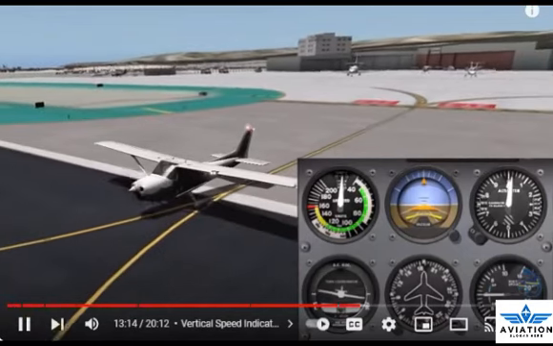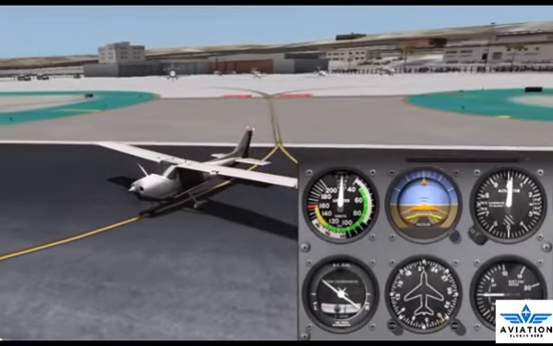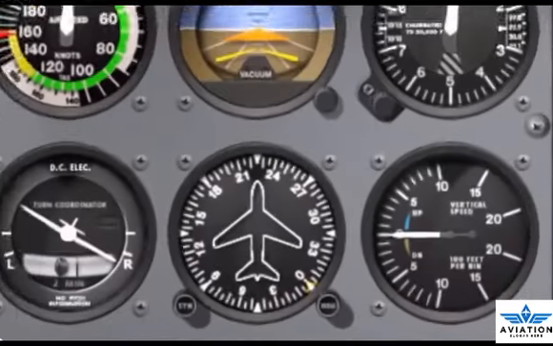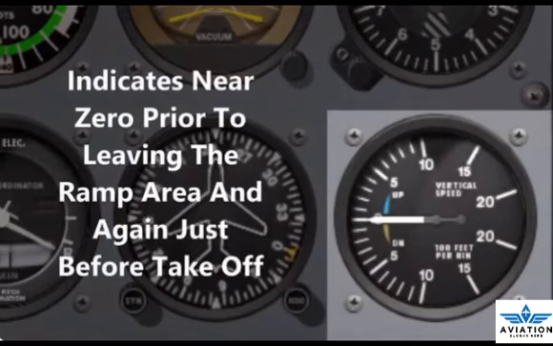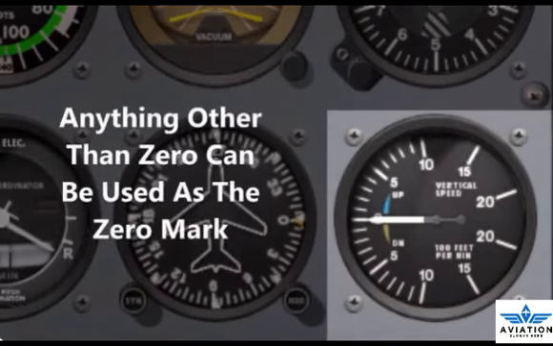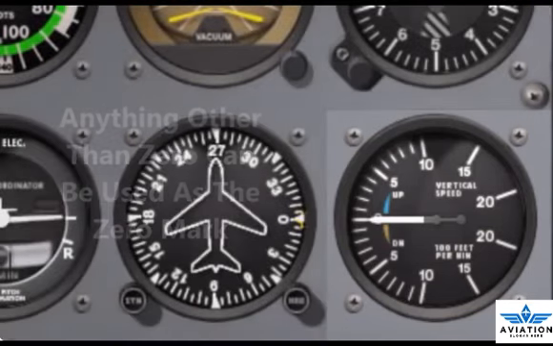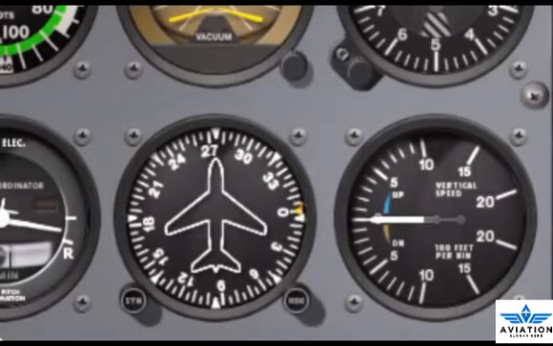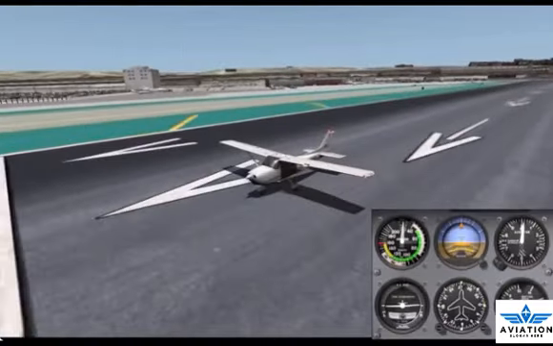As part of a pre-flight check, proper operation of the VSI must be established. Make sure the VSI indicates near 0 prior to leaving the ramp area and again just before takeoff. If the VSI indicates anything other than 0, that indication can be referenced as the 0 mark. Normally, if the needle is not exactly 0, it is only slightly above or below the 0 line.